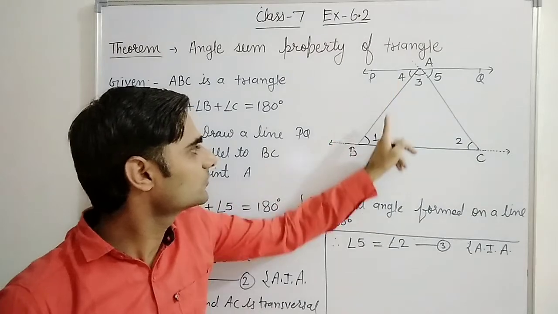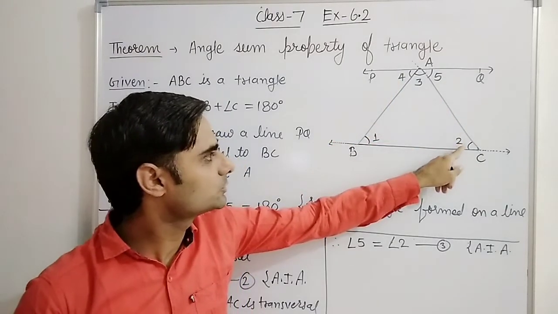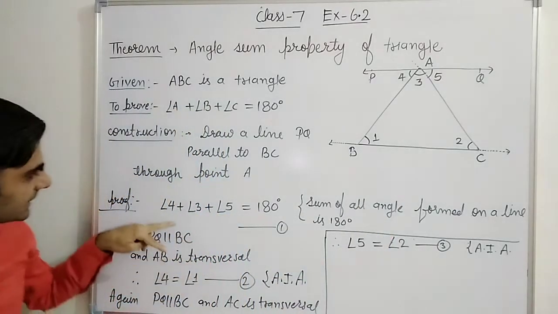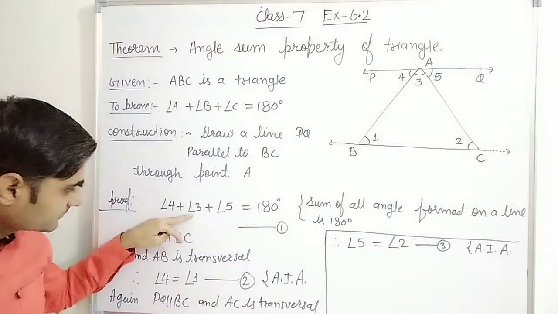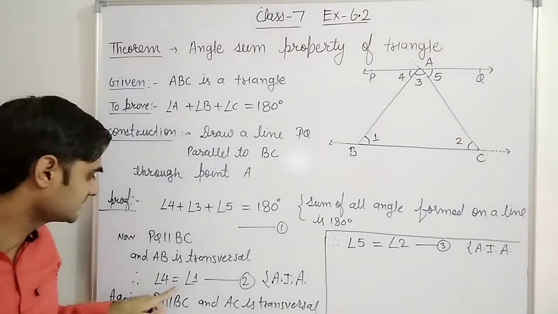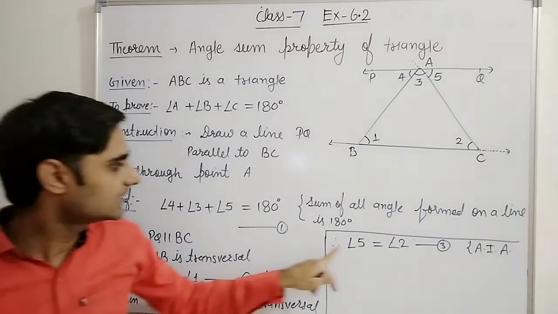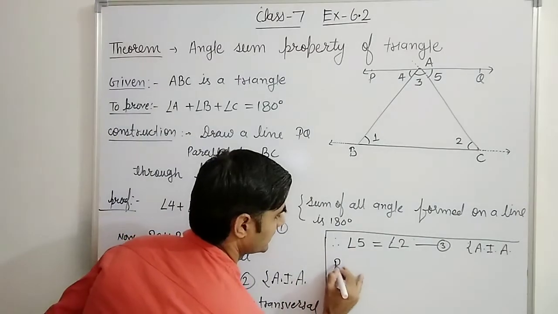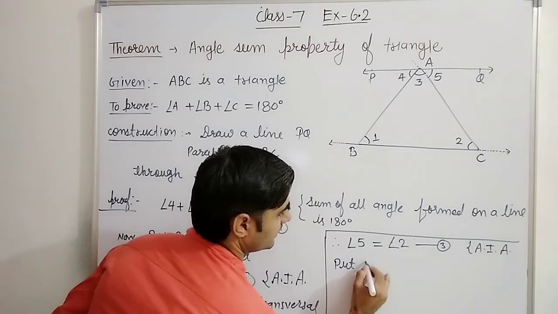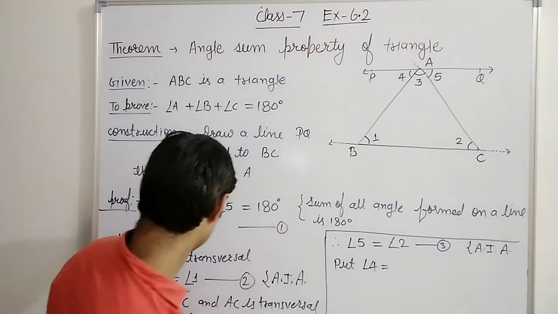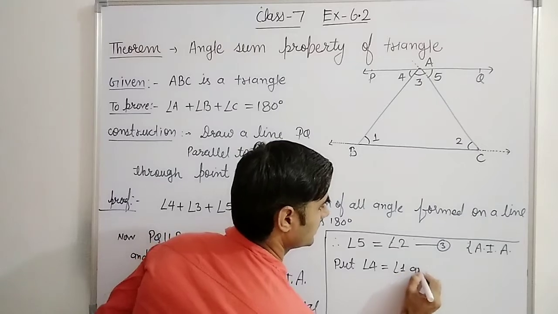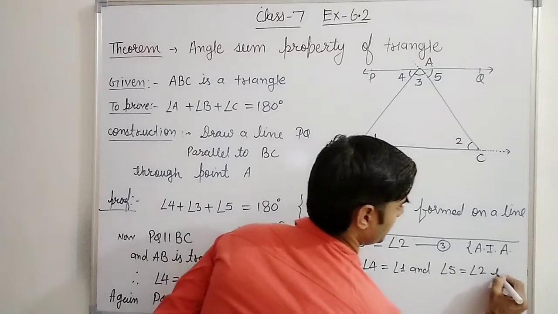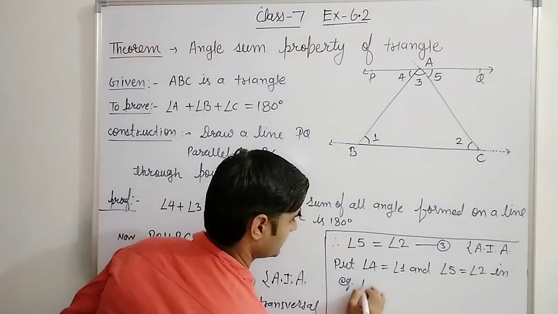Lines are parallel. This 4 equal to 1. This 5 equal to 2 and 4 plus 3 plus 5 is equal to 180 degree. अब देखो इस इक्वेशन में, इन फर्स्ट वन, can we put the value of angle number 4 is equal to 1? Can we put angle number 5 is equal to 2? So here put angle 4 is equal to angle 1 and angle 5 is equal to angle 2 in equation number 1.